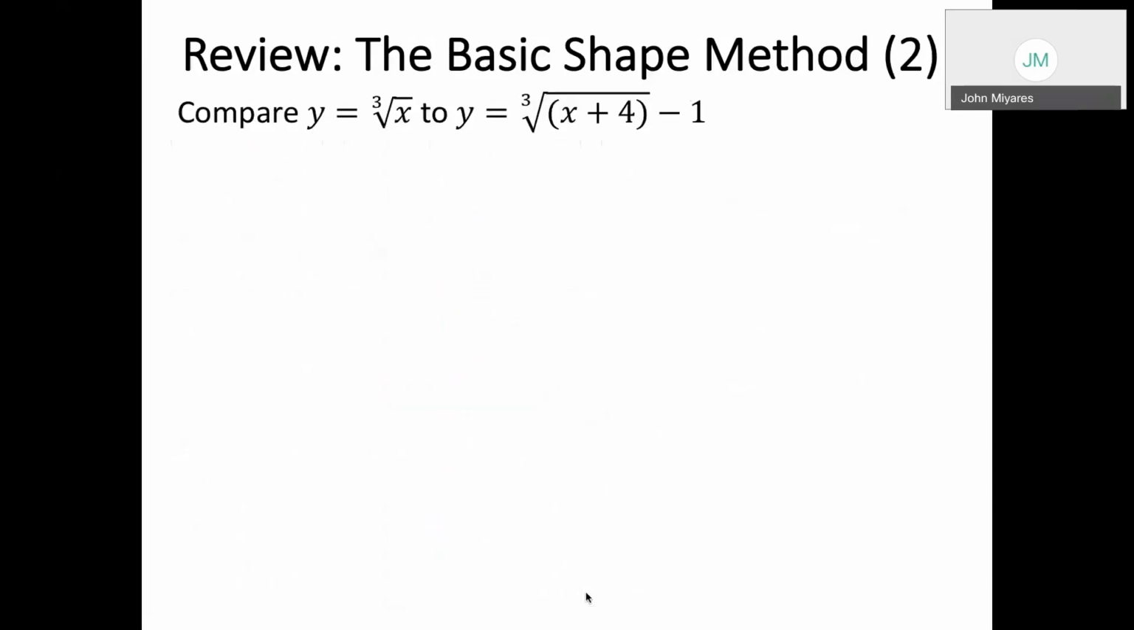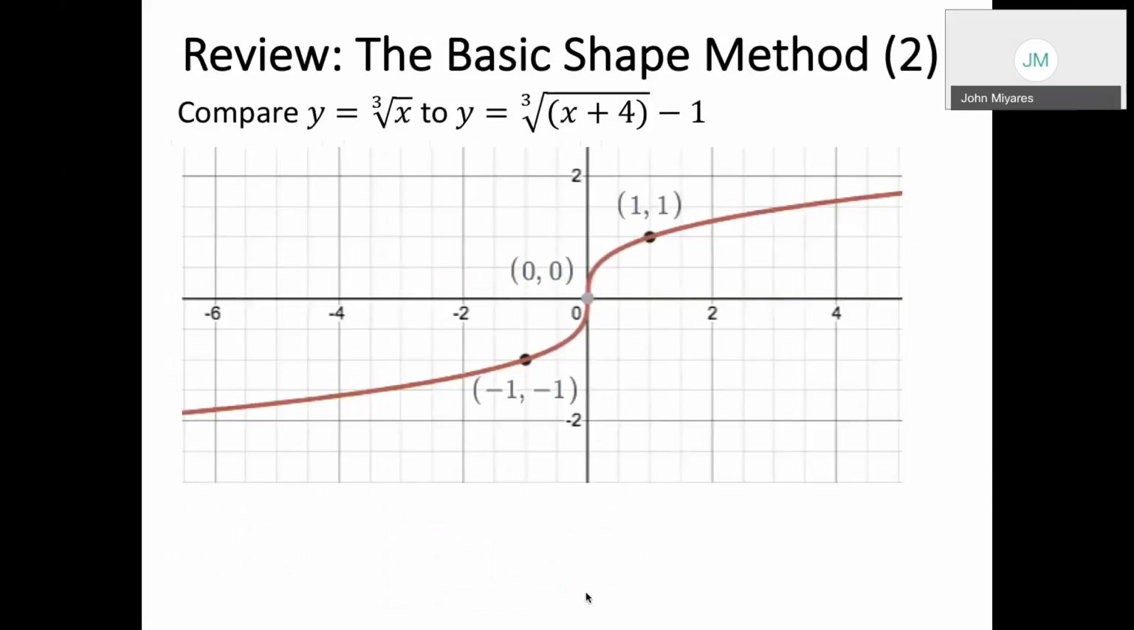Let's look at a similar example here. Here I'm asking you to compare the cube root of x to the cube root of the quantity x plus 4, minus 1. The cube root function looks like this. It passes through the origin because the cube root of 0 is 0. As we head in the positive direction, you'll see it passes through the point (1, 1). And as we continue on to the right, it will rise ever so slowly as x gets large. So you'd have the point (8, 2), the point (27, 3), the point (64, 4), and so on.